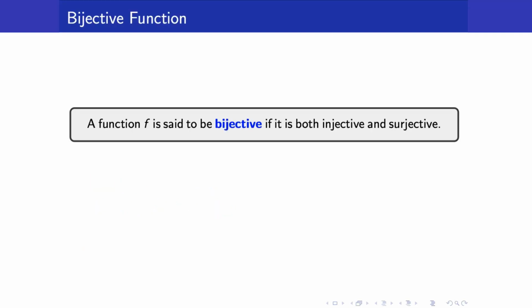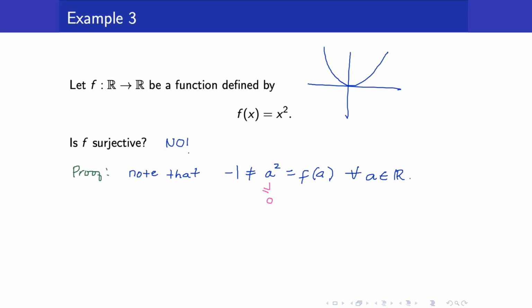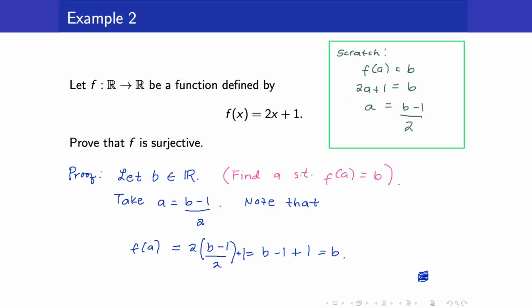Lastly, we will connect the two types of functions that we studied. If a function is both injective and surjective, then we say that it is bijective. So for example, this one, we have seen in our previous video lecture that this one is injective and this is also now surjective. So therefore, f here is bijective.